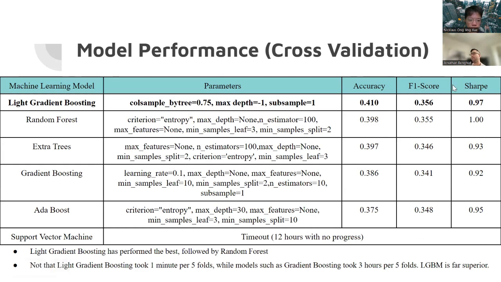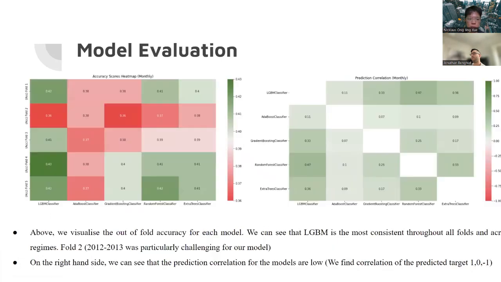You can see that light gradient boosting did quite a fair bit better than random forest in terms of accuracy, so a whole 1% difference. And also light gradient boosting is much faster, so we think it's much superior. So for model evaluation, you can see our out-of-fold accuracy on the left-hand side in the accuracy heat map. LGBM is the most consistent throughout all the folds and across regimes. Fold 2 was particularly challenging for our model. And on the right-hand side, you can see that the prediction correlation of the models is rather low.